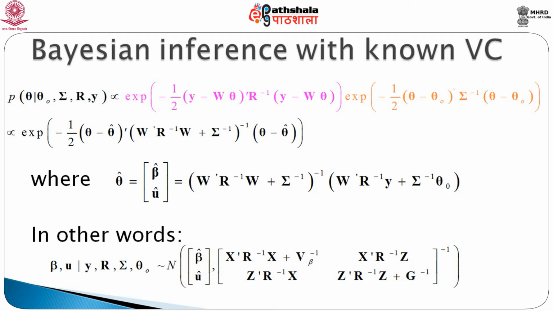In other words, what we get is that beta and u have the joint posterior density given by this. The interesting case is when you consider a flat prior for beta, that means V beta tends to infinity, or V inverse beta tends to 0, then pi beta equals 1, and in that case beta and u have the posterior density like this, where beta hat and u hat are given by this form.